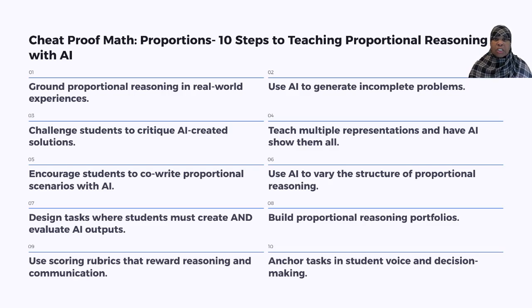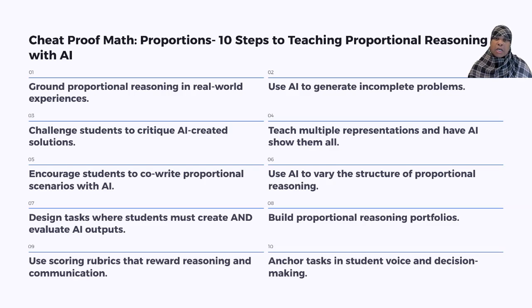Step 4 is to teach multiple representations and have AI show all the representations. Students can use a prompt like this: Show a table, a double number line, and a graph for the relationship of 2 gallons equals $6. Then you can ask students to describe the constant of proportionality. Have them generate a story that fits all 3 representations. They can reflect on which one helped them understand the situation best. This builds flexibility and not just formula use.